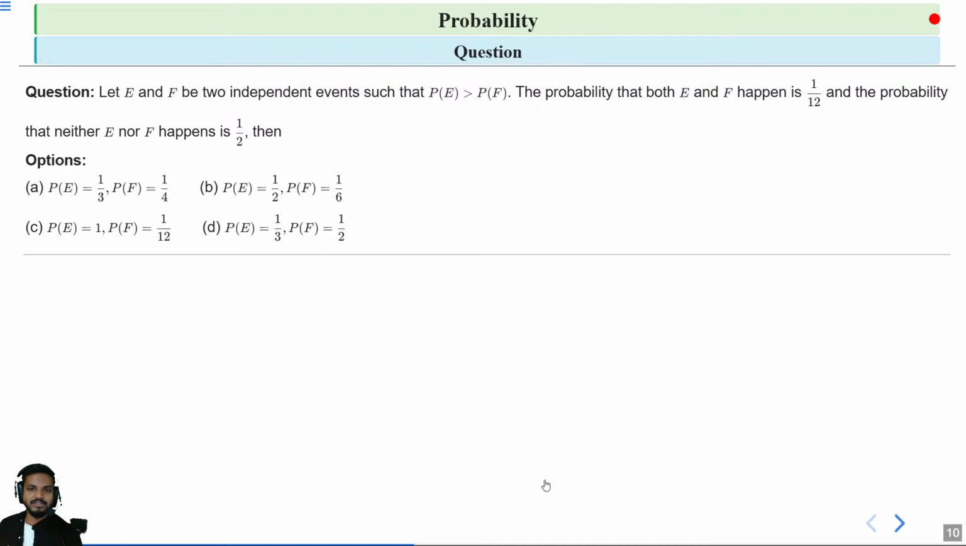Option A, probability of E is 1 by 3, probability of F is 1 by 4. Option B, probability of E is 1 by 2 and probability of F is 1 by 6. Option C, probability of E is 1 and probability of F is 1 by 12. And option D, probability of E is 1 by 3 and probability of F is 1 by 2. Okay, so try this question.